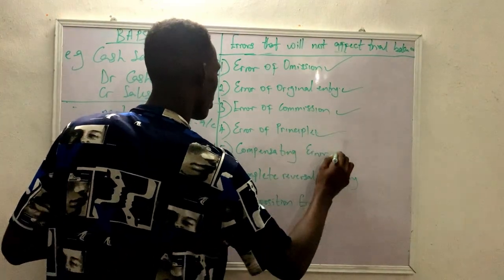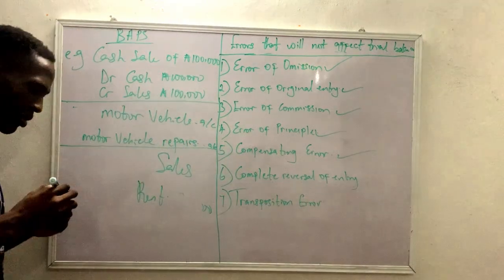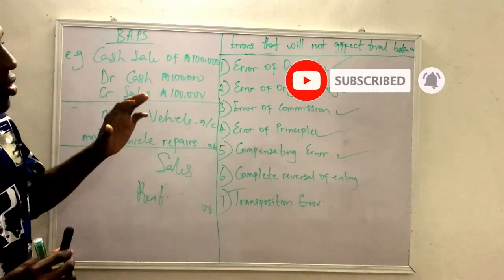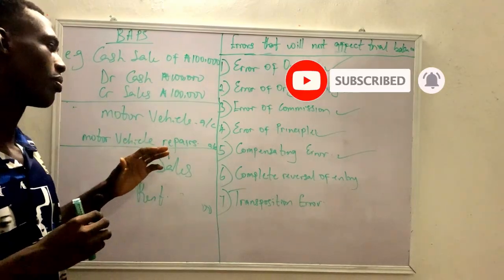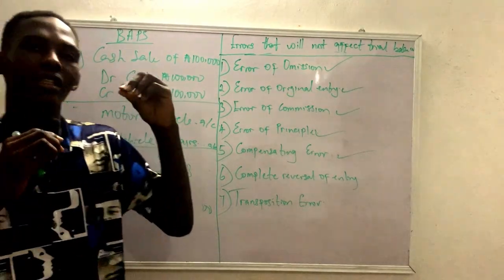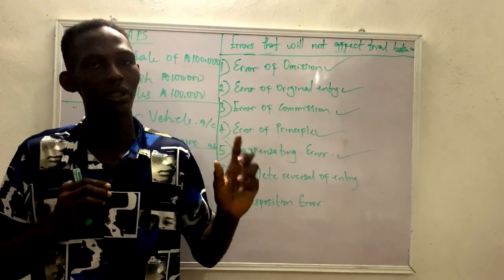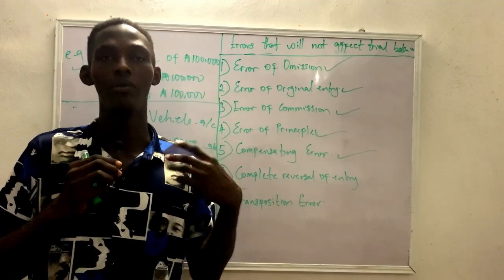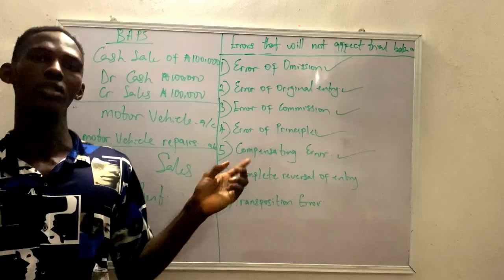Sorry, let me take this up to this point. Now, complete reversal of entry. This is the type of error that occurs when the account to be debited was credited and the account to be credited was debited. You understand? You completely reversed it.